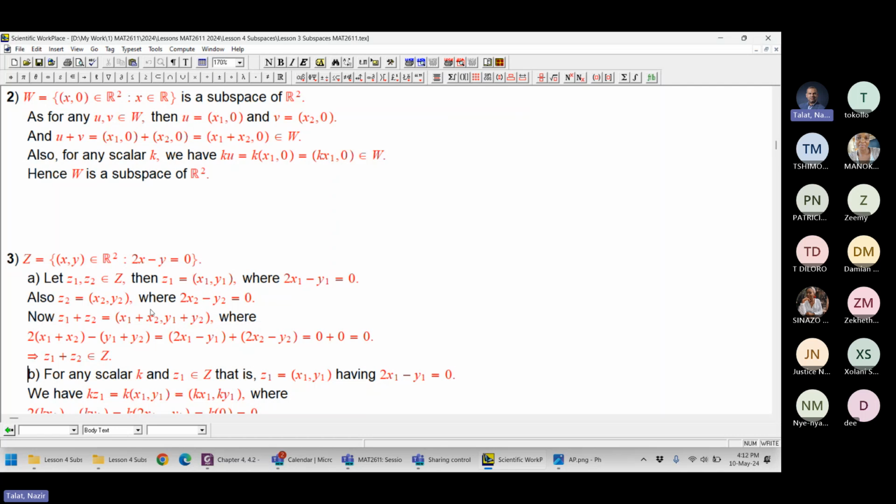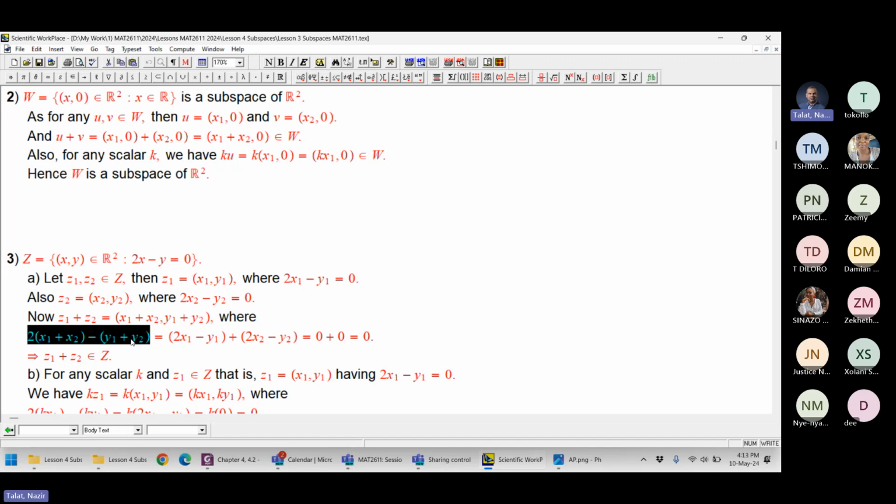Now let's add these two elements, z1 plus z2. If we add them, it becomes (x1 plus x2, y1 plus y2), where the sum of the elements will be of that form. If we add their components, the right-hand side becomes 0, meaning 2 times (x1 plus x2) minus (y1 plus y2) is equal to 0, because each satisfies the above condition, and if we add the two right-hand sides, it becomes 0 plus 0 equal to 0.